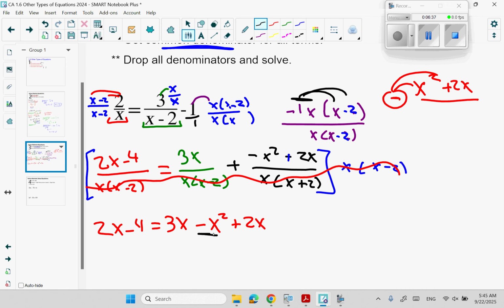I have an x squared term and some regular x terms. So I know I'm probably going to solve by factoring, so I'm going to get them all to one side. The easiest way is going to be subtract 2x and add 4.